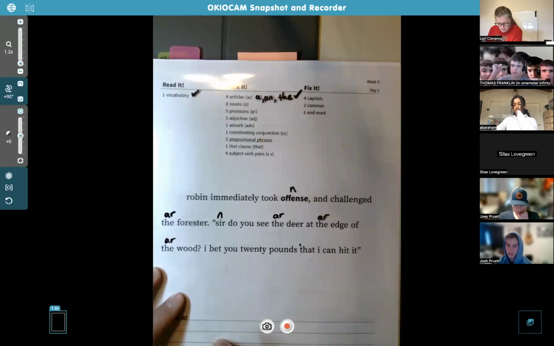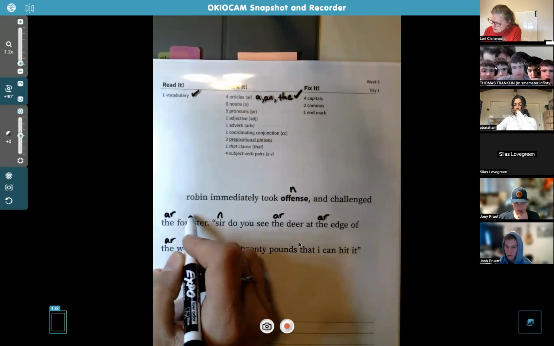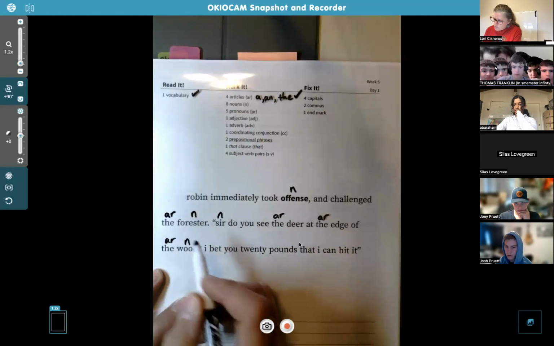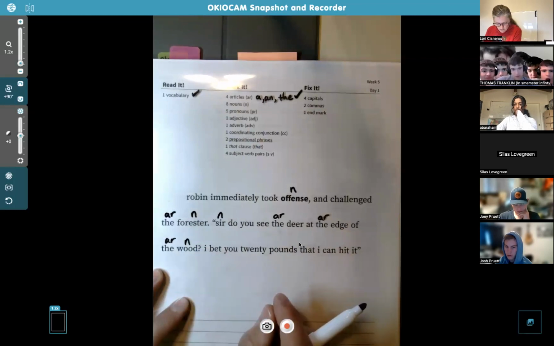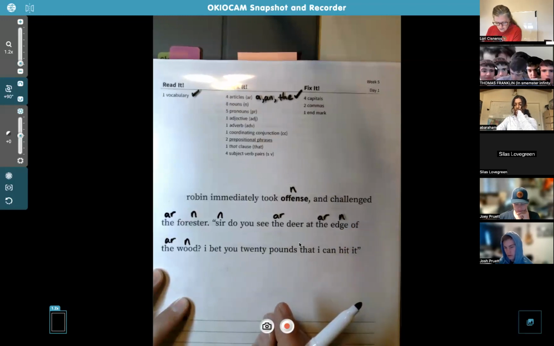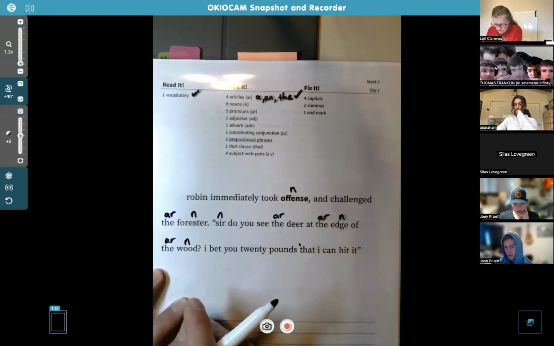Immediately is not a noun. Remember forest, yes, forest. Or forester, is that what you mean? Yeah, that's a person, so yes. Wood: person, place, or thing, yes. You is a pronoun, so we're not going to count that. Edge, correct. We get that down: 1, 2, 3, 4, 5. You have three more actually.